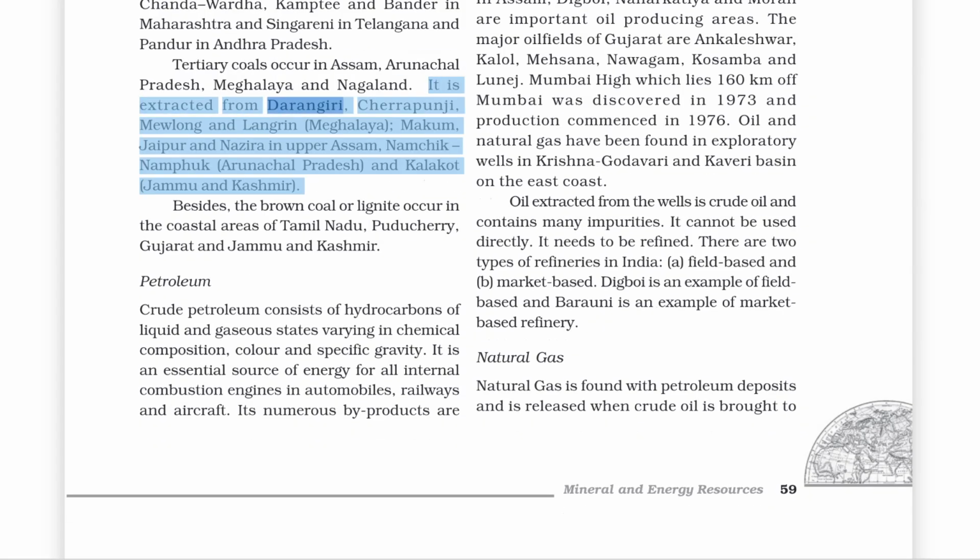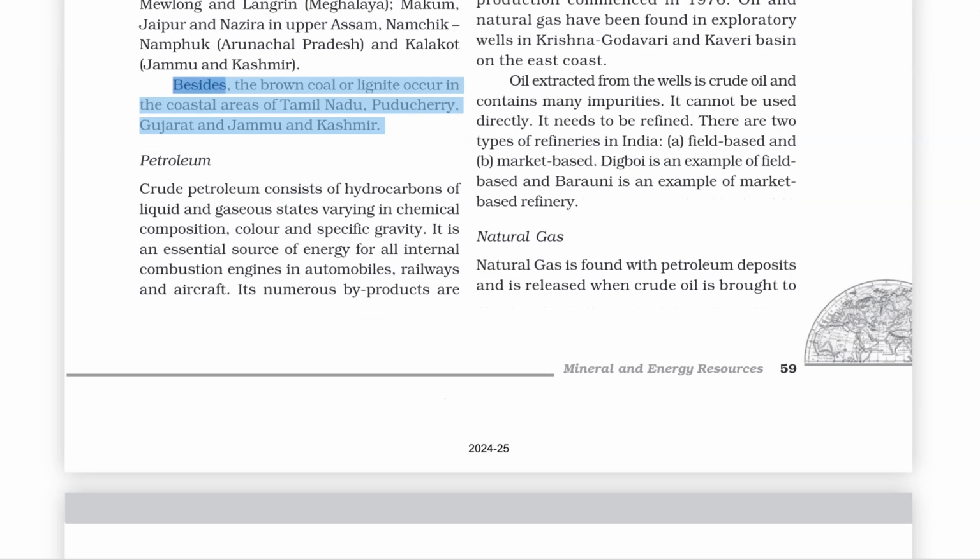It is extracted from Darranggiri, Cherrapunji, Mawlong and Langrin in Meghalaya, Makum, Jaipur, and Nazira in Upper Assam, Namchik, Namphuk in Arunachal Pradesh, and Kalakot in Jammu and Kashmir. Besides, the brown coal or lignite occur in the coastal areas of Tamil Nadu, Puducherry, Gujarat, and Jammu and Kashmir.